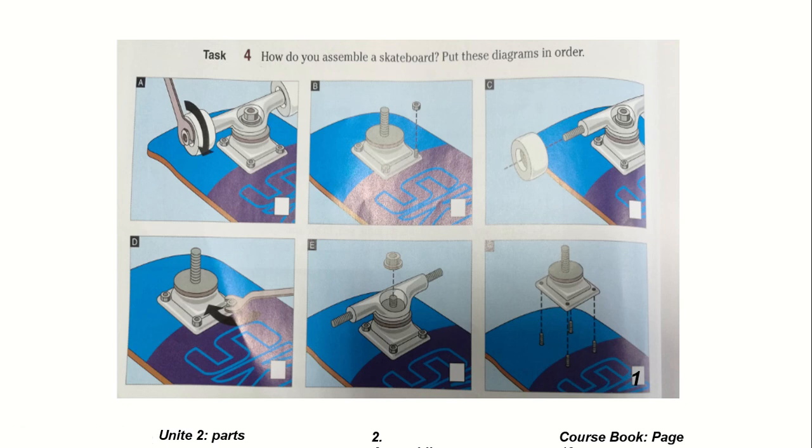2, very good, B. 3, D. 4, E. 5, C. And of course, finally, 6 is A. Good. So now we got an idea about some steps that we do to assemble a skateboard.